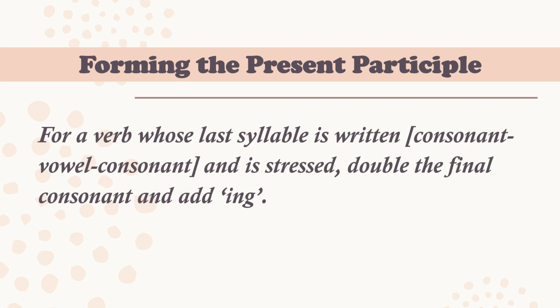Now, for a verb whose last syllable is written as consonant, vowel, consonant, and is stressed, we have to double the final consonant and add ing. Let's have some examples. First, we have run. So, what is the pattern here? We have consonant because of the R, and the vowel because of the U, and the consonant because of the N. We have consonant, vowel, consonant.